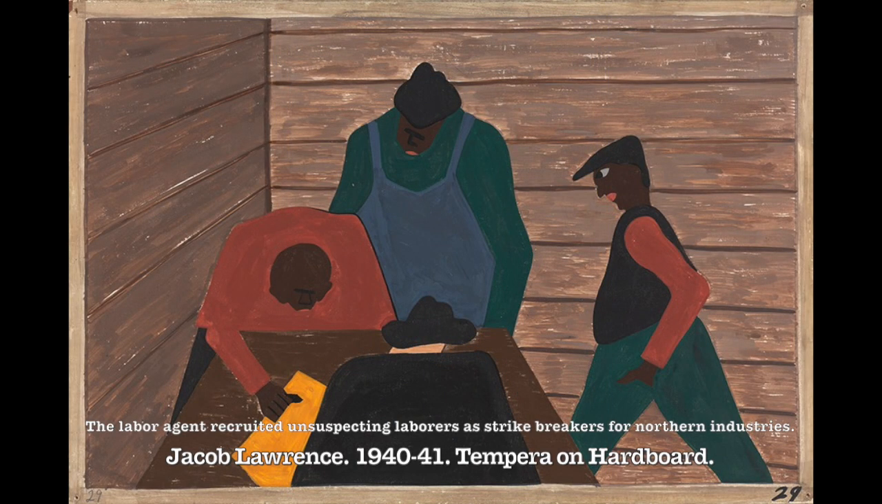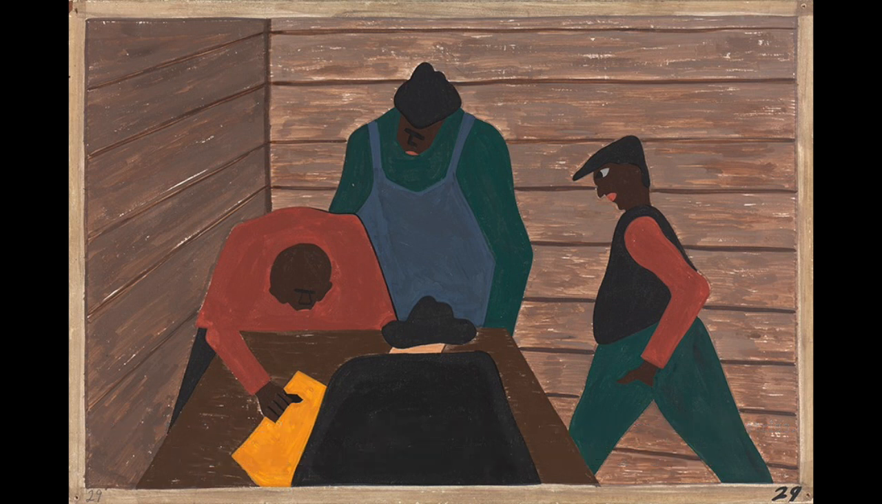The labor agents recruited unsuspecting laborers as strikebreakers for Northern Industries. So in effect, if there was a conflict between the able-bodied white workers in a factory or someplace like that, that company would hire black workers to come in and take those jobs so they could drive their wages down and keep that factory running without having to deal with paying the white workers what they thought they should be paid. Obviously, this creates a problem between the communities.